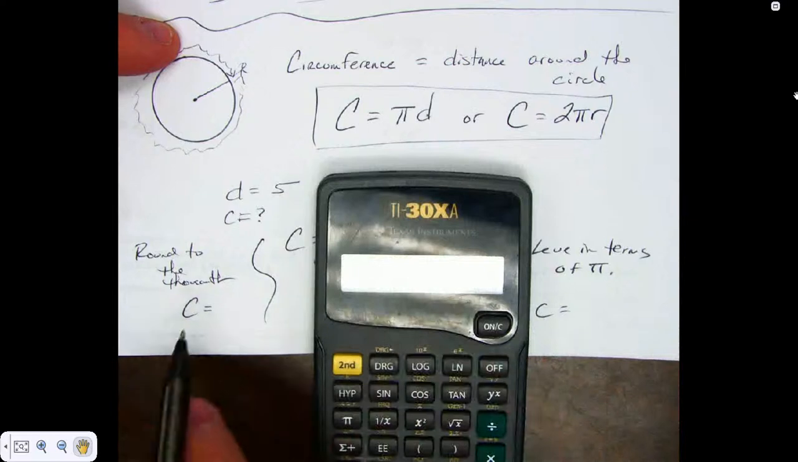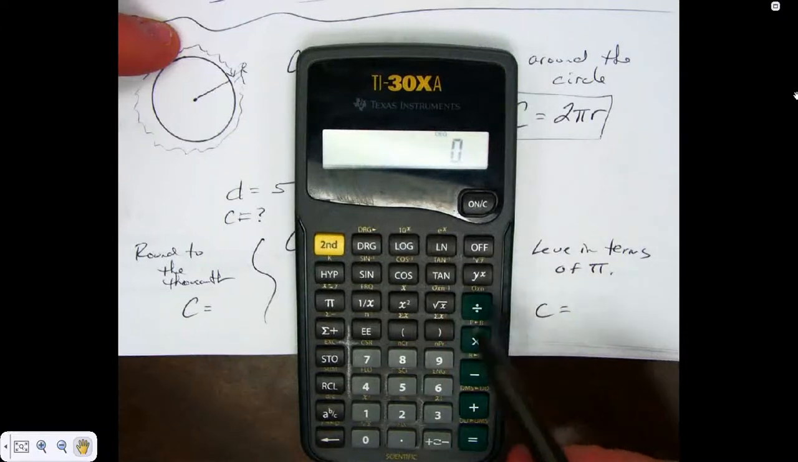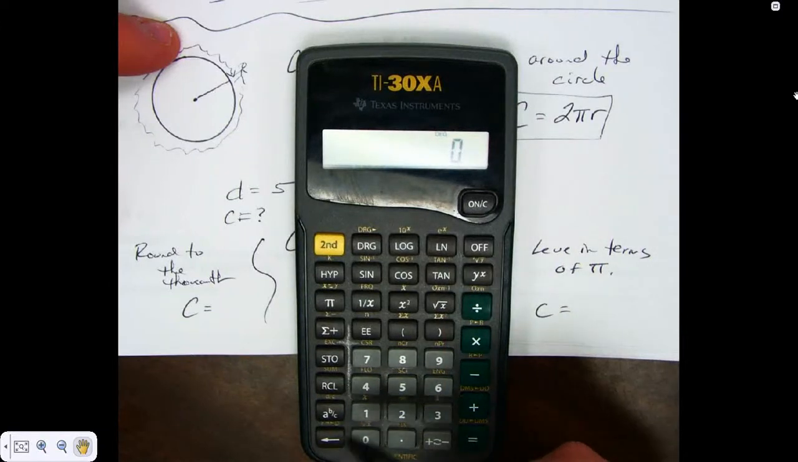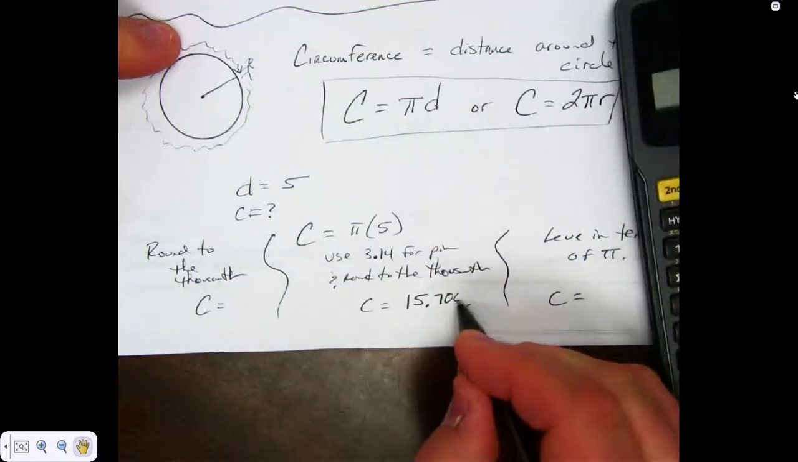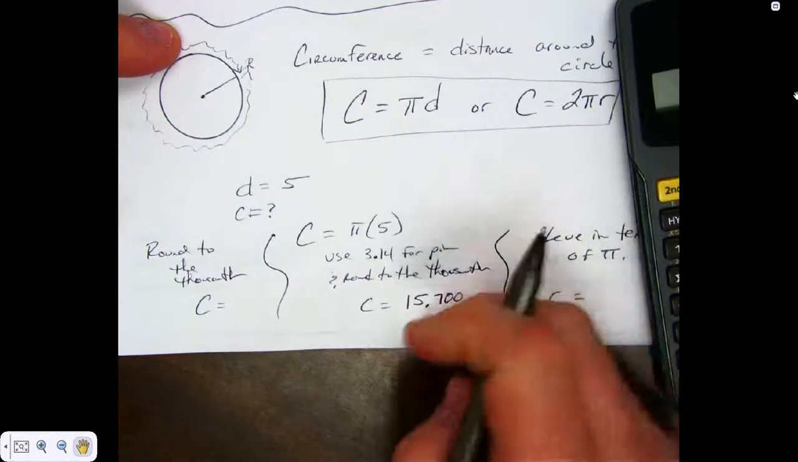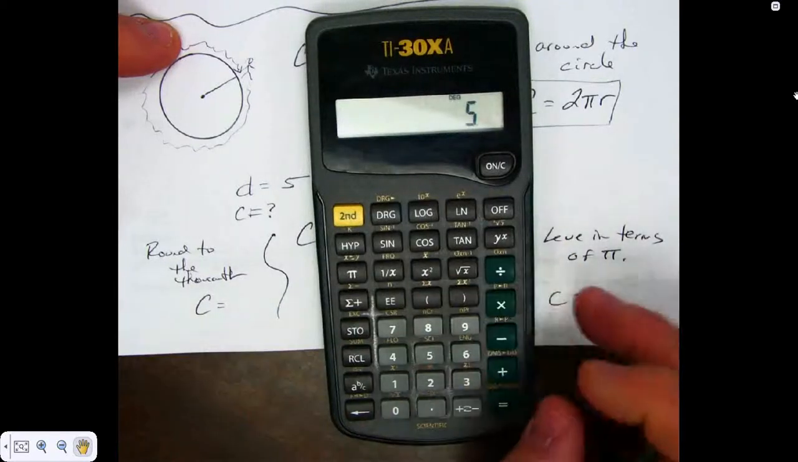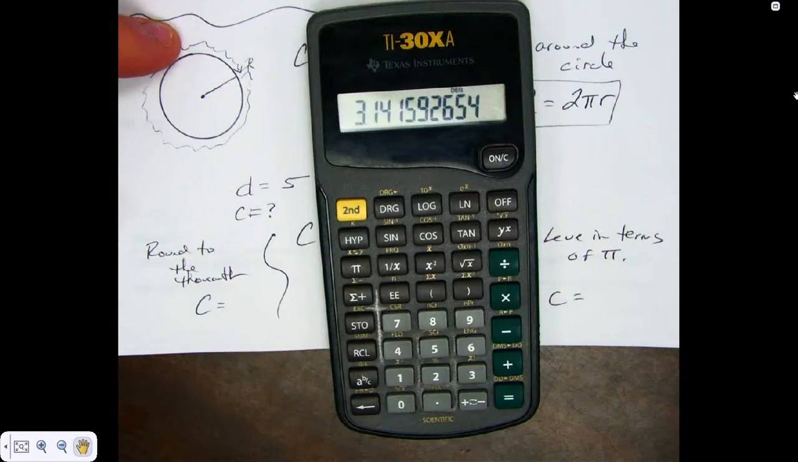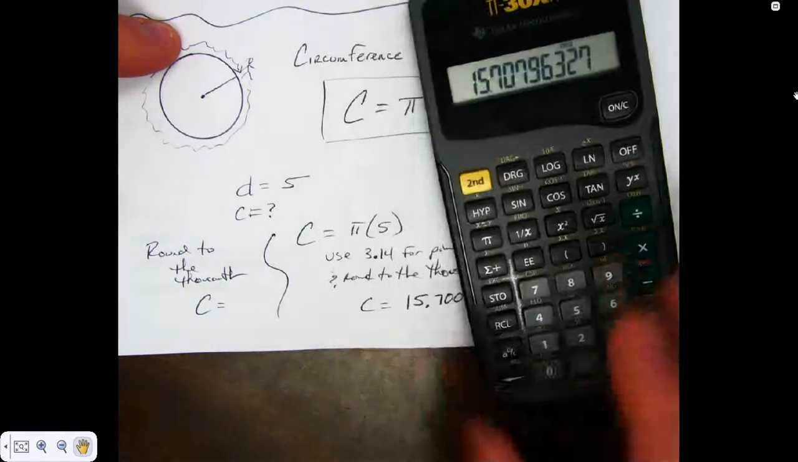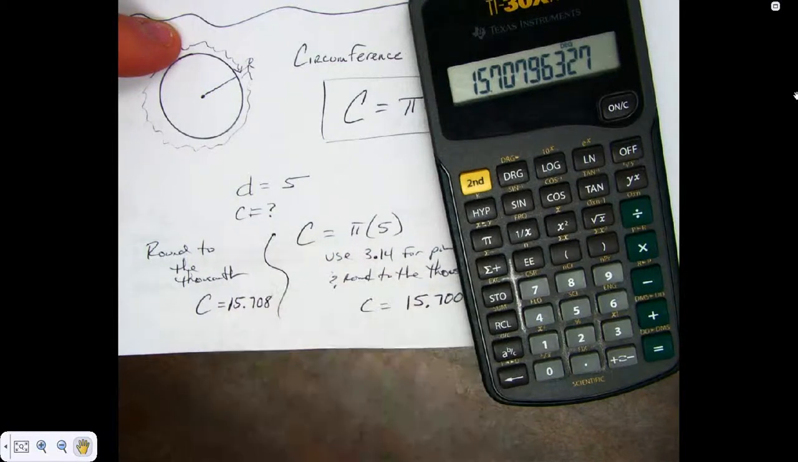However, this one over here, if they don't ask you to use 3.14, you do not use 3.14. You use the pi button on your calculator, which is going to take it to many more decimal places. This is round to the nearest thousandth, so I would need 2 more, wouldn't I? Here, 5 times, now I got to find my pi button. See it right there? See how it's going to give me a different answer now? 15.708 is your answer over here.